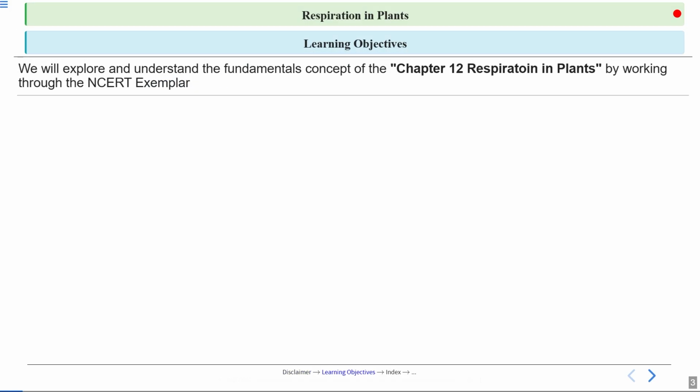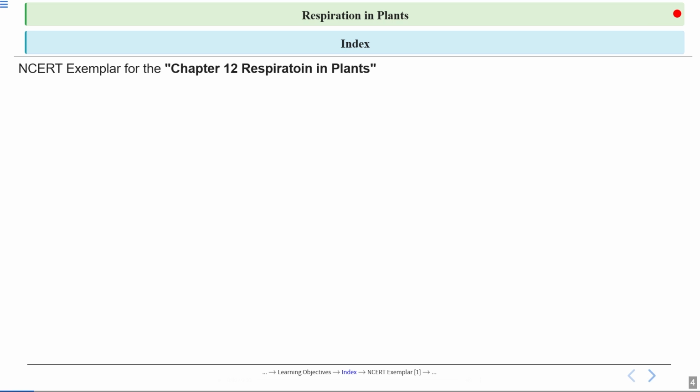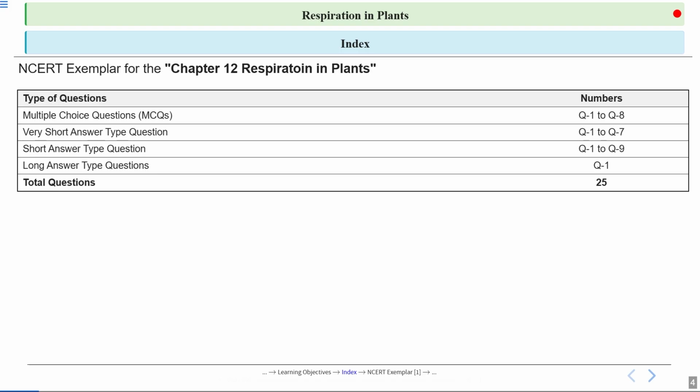So let us look at the learning objectives of our today's session. We will explore and understand the fundamental concepts of chapter 12 Respiration in Plants by working through the NCERT Exemplar. From multiple choice questions to long answer type questions, we will be solving a total of 25 questions.